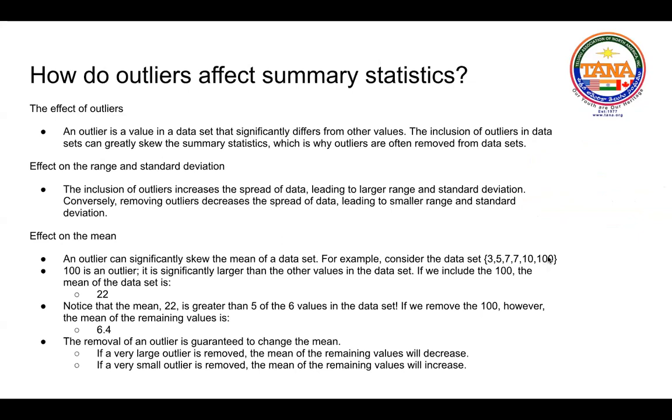So the effects on the mean. An outlier can significantly skew the mean of a data set. For example, consider the data set 3, 5, 7, 7, 10, 100. The 100 is an outlier and is significantly larger than the other values in the data set. If you include the 100, the mean of the data set is 22. Note the mean, 22, is greater than 5 of the 6 values in the data set. But if you remove the 100, the mean of the remaining values is 6, which is a lot more reasonable because it's greater than 2 of them and less than 3. The removal of an outlier is guaranteed to change the mean. If a very large outlier is removed, the mean of the remaining values will decrease. And if a very small outlier is removed, the mean of the remaining values will increase.